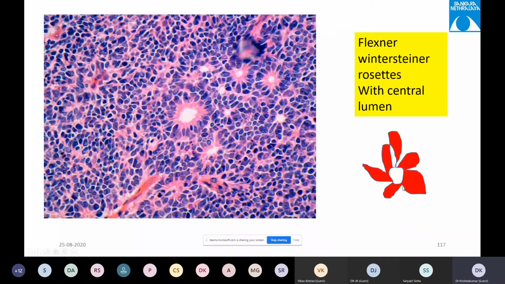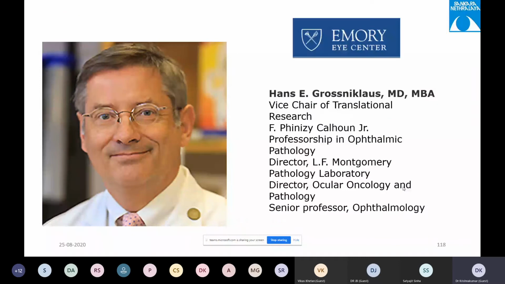Some years back, we used to give more importance to differentiation, but now people don't give much importance to differentiation. I must tell, Professor Hans Grossniklaus, a very eminent ophthalmic pathologist at Emory, and this 2018-19 Armed Forces Fascicle, or the WHO Fascicle, on ocular tumors. He is the chairperson for that. It's a wonderful book. I think all the students must go through this book. It is not very expensive.